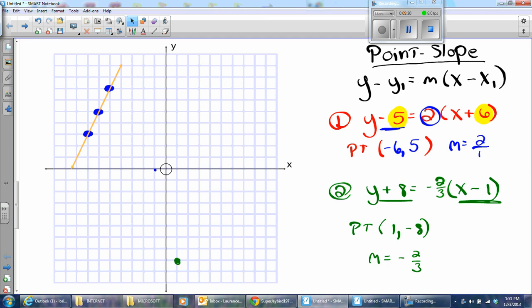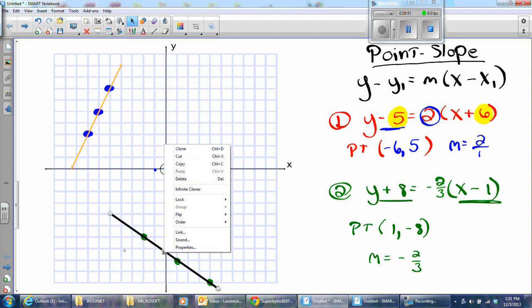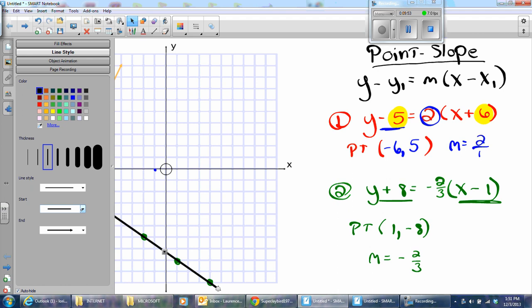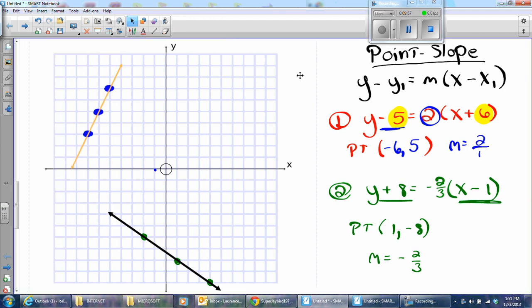And I go down 2 and right 3. Or I could have gone up 2 and left 3. And there we go. And let's get my line on there. Back up 2, back 1, 2, 3. And this one I'll just put an arrowhead on because I think it looks fine as it is. I want to be good, but I don't want to strive too much for perfection because that can be a character flaw.